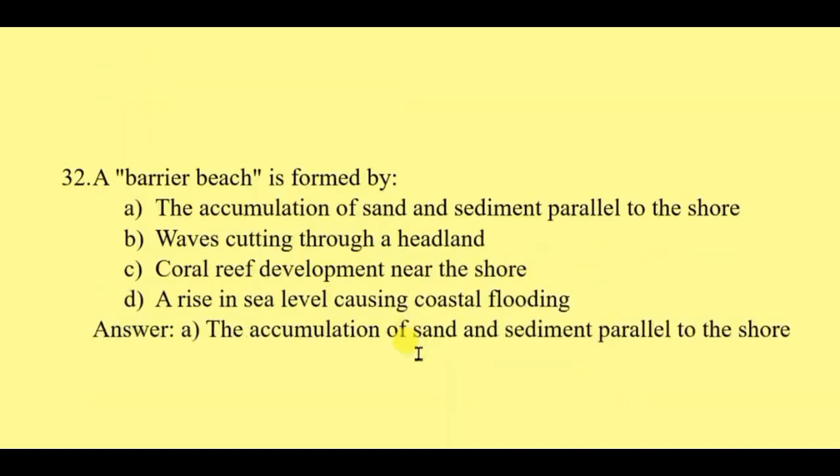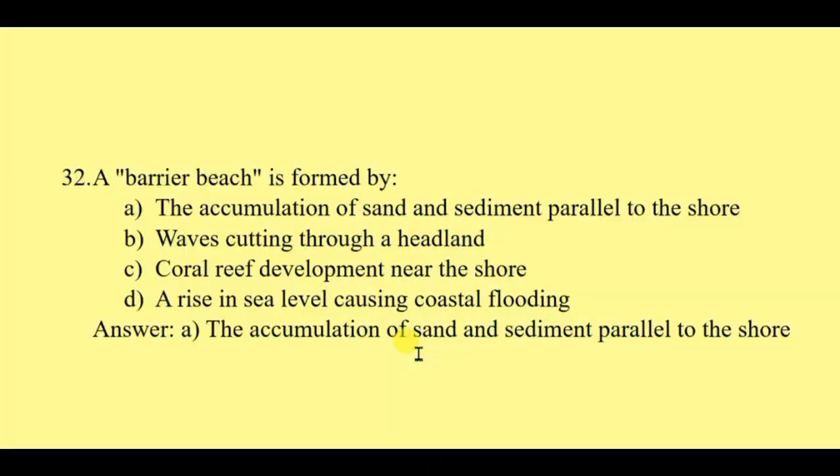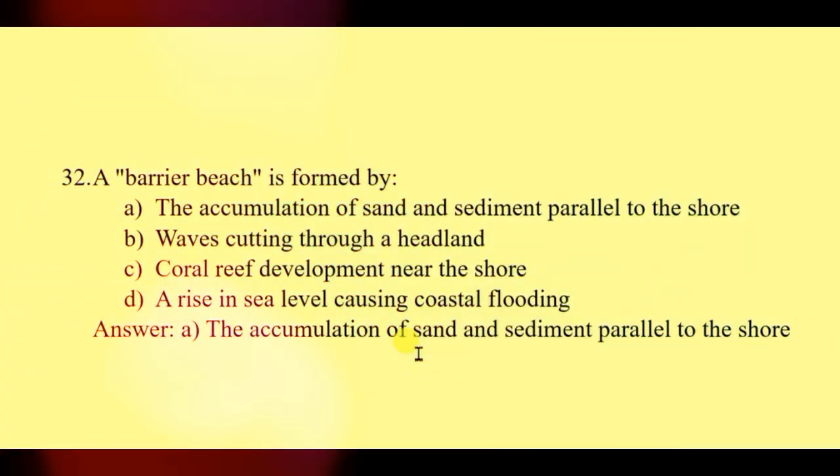Question 32. A barrier which is formed by the accumulation of sand and sediment parallel to the shore, waves cutting through a headland, coral reef development near the shore, a rise in sea level causing coastal flooding. Here the correct answer will be the accumulation of sand and sediment parallel to the shore.